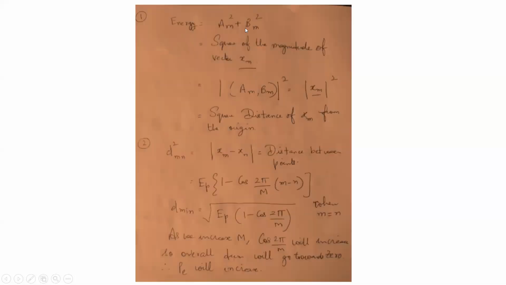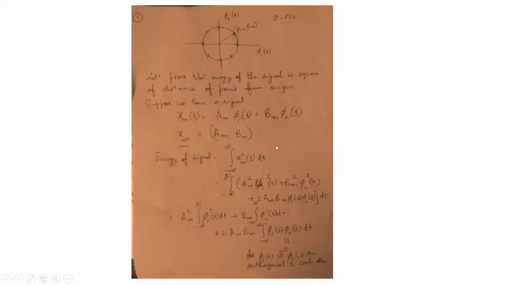If you find out the distance, what are the coordinates of the origin? 0, 0. What are the coordinates of every point? AM, BM. What is the distance between the 2 points? AM square plus BM square. So that means energy is equal to the square of the magnitude of the vector, or the distance between the 2 points. So energy is equal to the square of the distance of xm from the origin. So we can prove that the energy is actually the square of the distance.